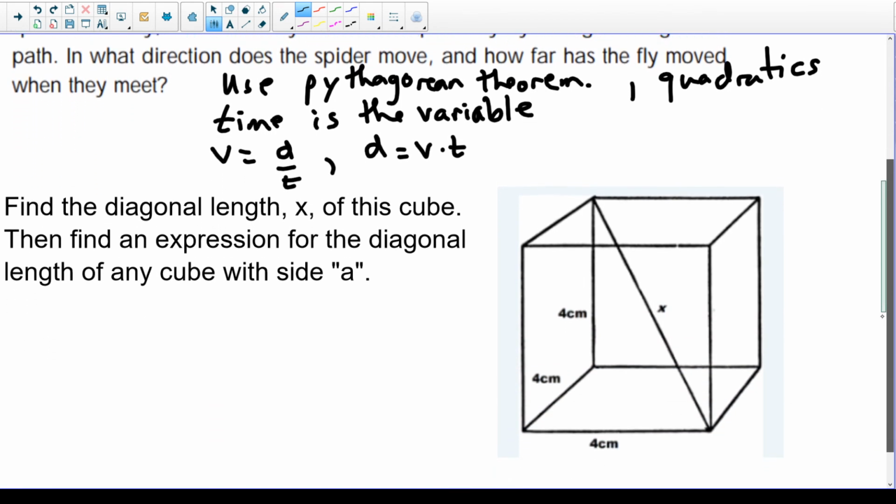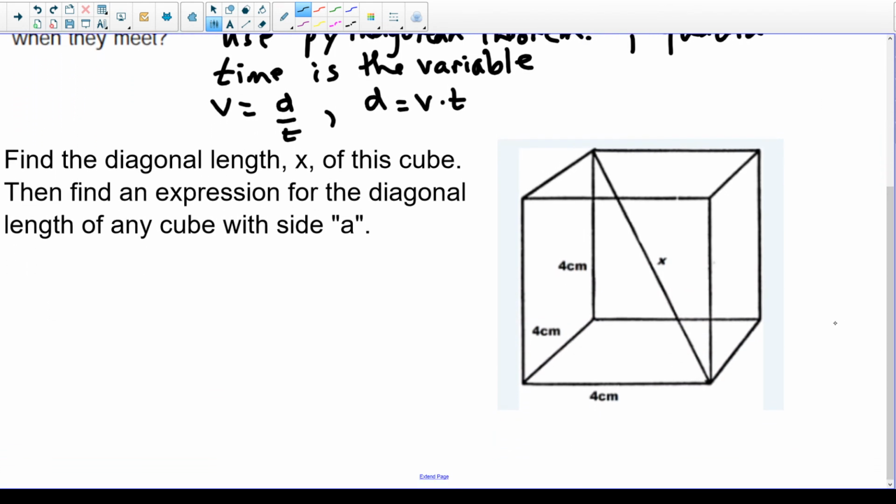Now, for the second question, that is less of a challenge, all right? You may have actually already seen questions of this type. Can you find the diagonal length x in a cube, and this is a cube, so all side lengths are the same, okay? That is 4 by 4 on one side. But that's not enough. I also then would like you to find an expression for the diagonal length of any cube that has a side a. So instead of 4 by 4, what if it was 5 by 5? What if it was 10 by 10? Can you actually find a formula that if the side lengths were a instead of 4, that would always work no matter which cube you were given?